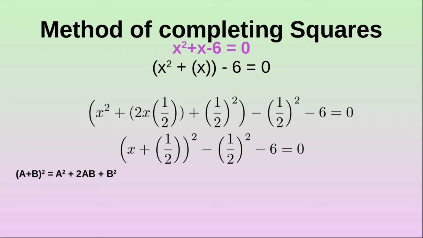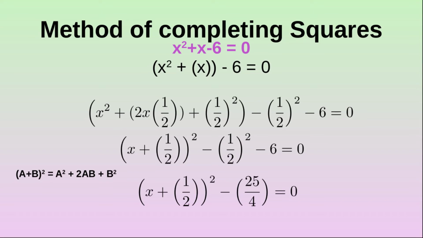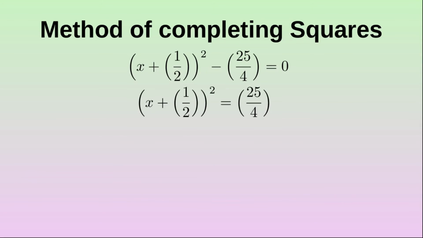Now we can further simplify it something like this. Here basically we are getting (x + 1/2)² − 25/4 = 0. Now this can be written as something like this. Here basically we are putting −25/4 to the right hand side of the equation. Now this can be written as something like this, as 25/4 is equal to (5/2)².